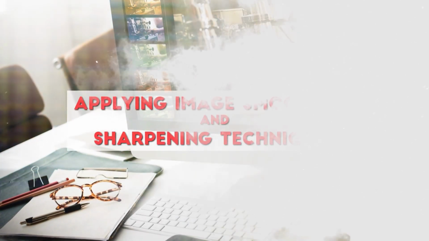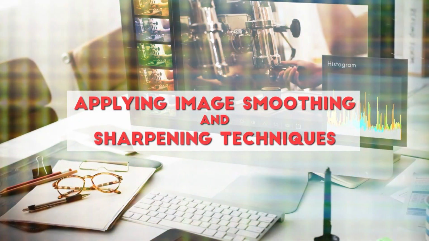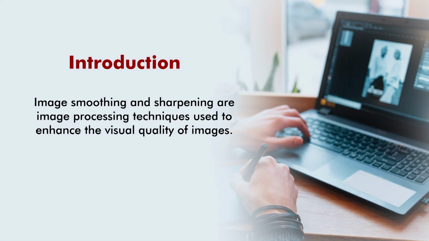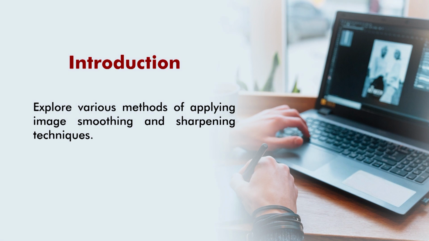Today's topic is applying image smoothing and sharpening techniques. So let's begin with the detailed description of today's lecture. Image smoothing and sharpening are image processing techniques used to enhance the visual quality of images. Smoothing techniques reduce noise and blur in images, while sharpening techniques enhance edge details and increase image clarity. In this class, we will explore various methods of applying image smoothing and sharpening techniques.